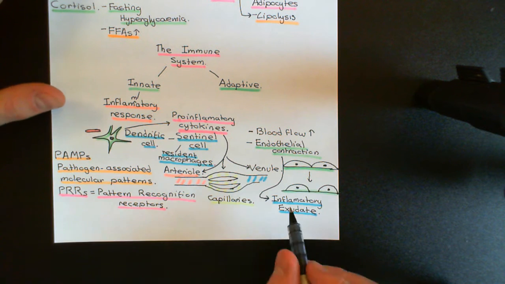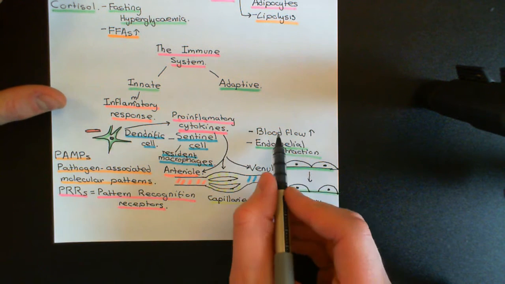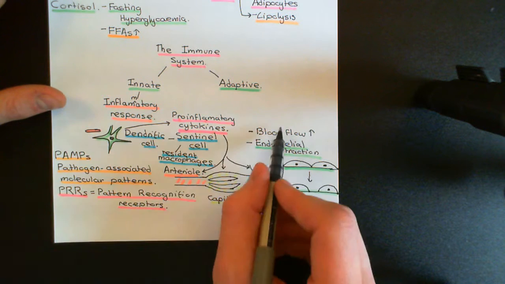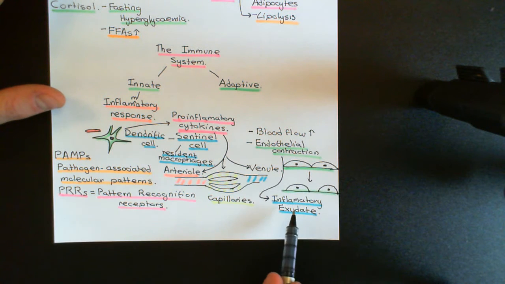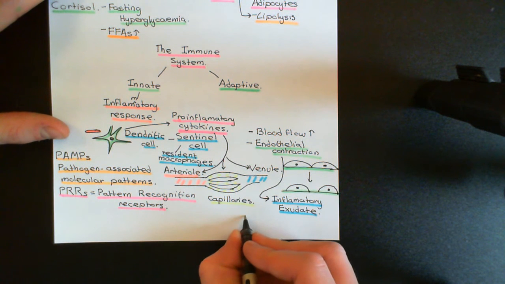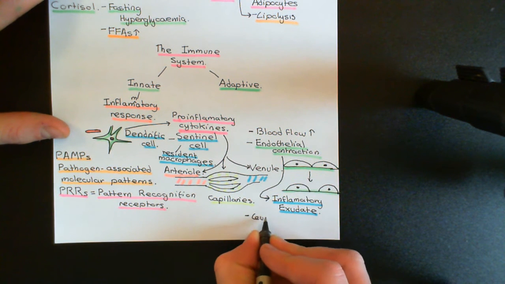Okay, so that's the purpose of forming an inflammatory exudate, and indeed this is why we want blood flow to increase to the area so that we can form more inflammatory exudate. So both of these work together to produce the inflammatory exudate, which is going to help us get rid of these pathogens. In addition, we're also going to get leukocyte recruitment.